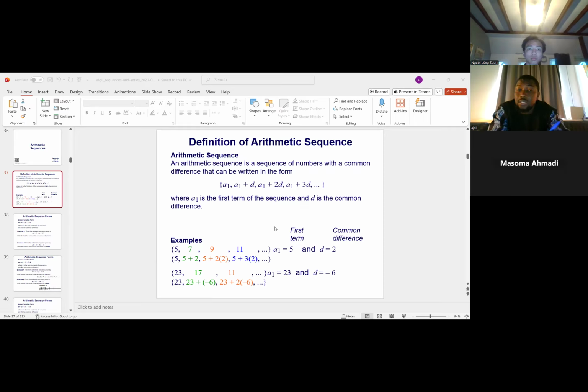For example, if you have the sequence 2, 4, 6, 8, 10, and so on. In that sequence, the first term is 2, the second term is 4, the third term is 6, the fourth term is 8, the fifth term is 10. But you realize that between each two terms, there is a constant difference of 2. Between 2 and 4, the difference is 2. Between 4 and 6, the difference is 2. Between 6 and 8, the difference is 2. So that difference exists constantly. That type of sequence is referred to as an arithmetic sequence.